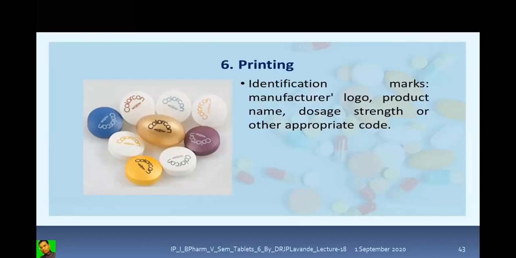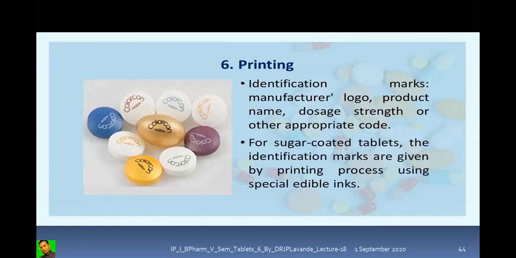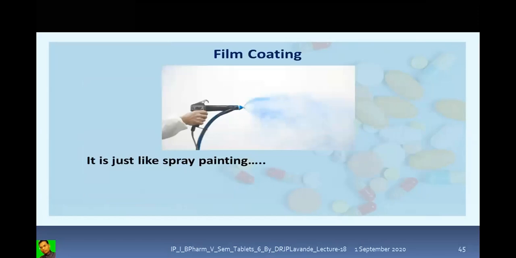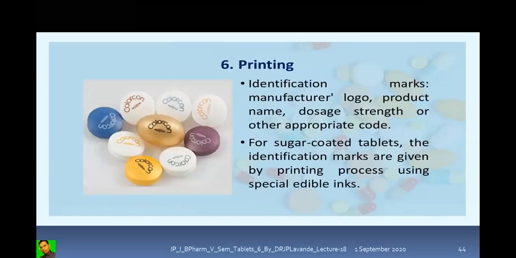Identification marks can be imprinted onto the tablets: the manufacturer's logo, sometimes the product name, sometimes the dosage strength, or sometimes other appropriate codes that are needed in the printing stage. For sugar-coated tablets, the identification marks are given by a printing process using special edible inks. So that is the process of sugar coating.